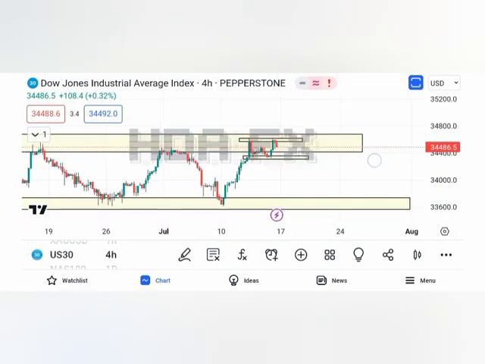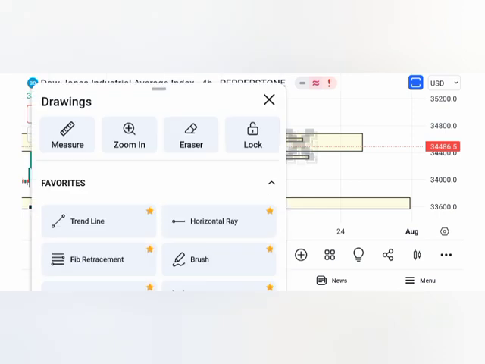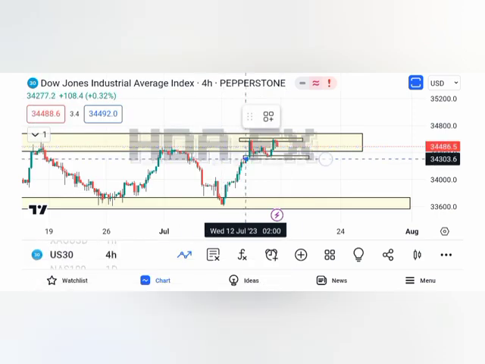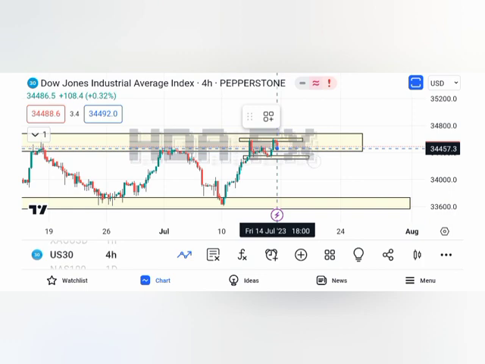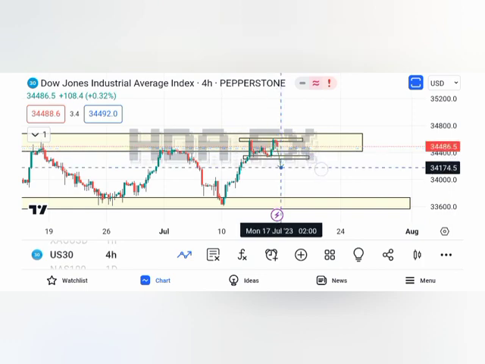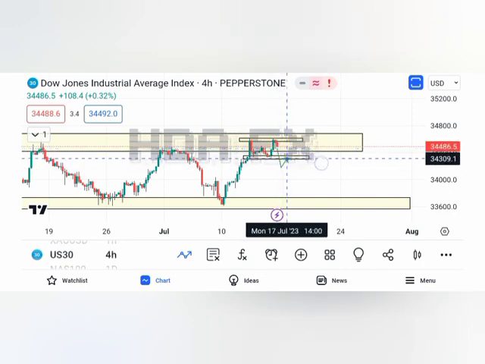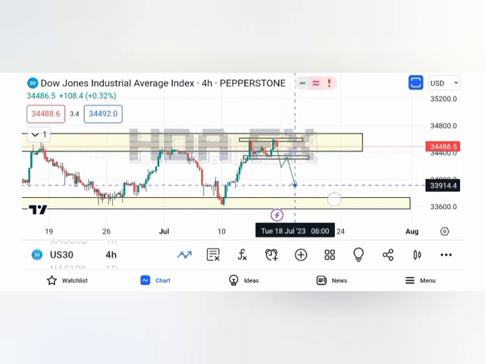So now, if I'm going to take sell trades, this is what I'll be looking for. I'll wait for price to break out, then retest this neckline of the double top, then place my sell trades at this very point. Then my take profit will be somewhere here.